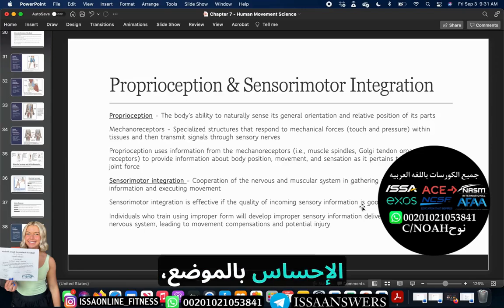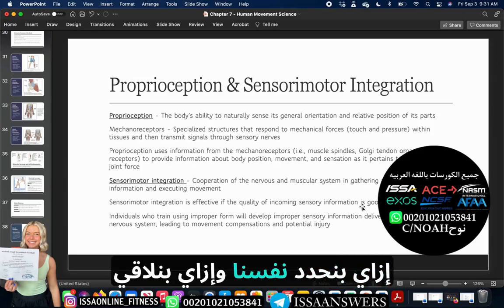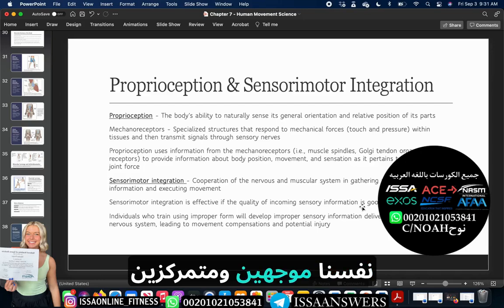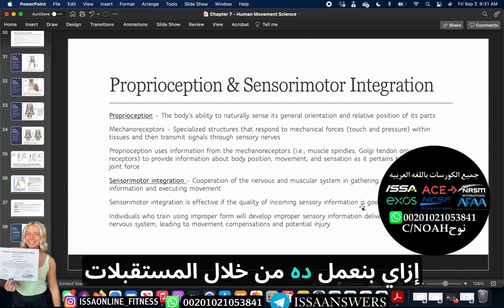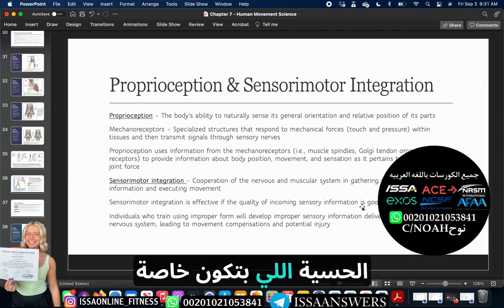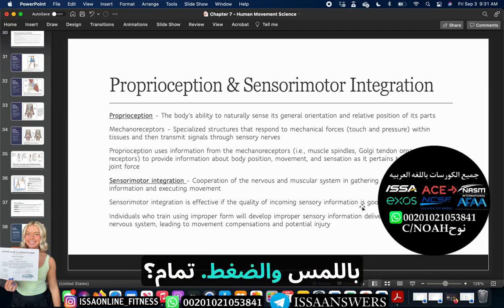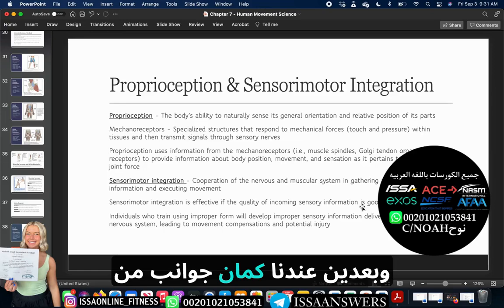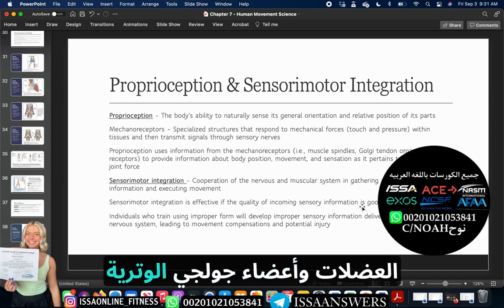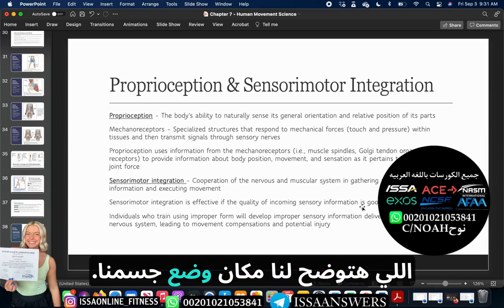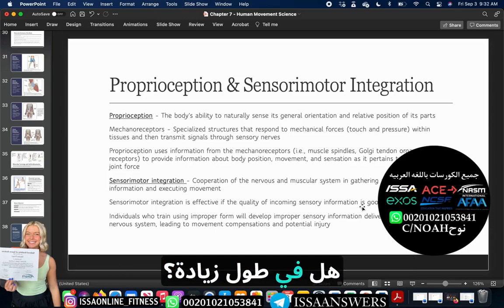Last few slides, proprioception, how we basically take ourselves and how we find ourselves oriented and positioned in space. Okay? How we do that is through mechanoreceptors that are specific to touch and pressure. All right? And then we also have mechanoreceptors like muscle spindles and Golgi tendon organs that will explain to us where our body position is. Is there too much tension? Is there too much length?